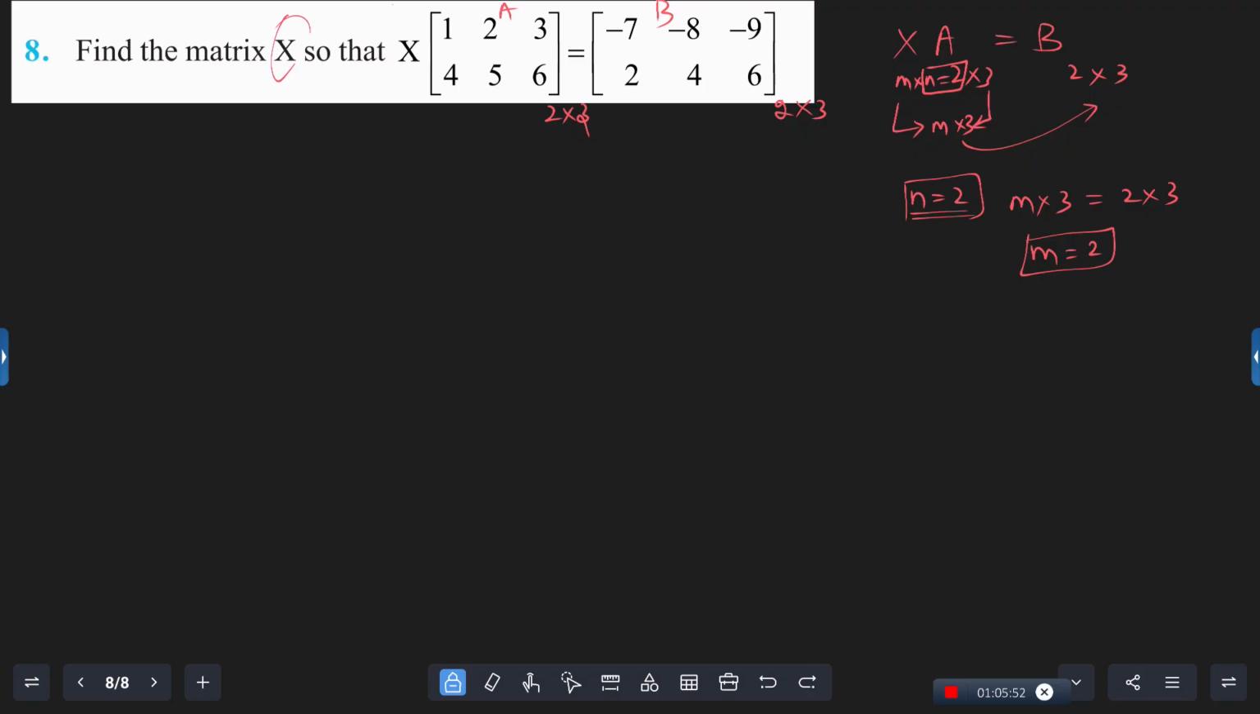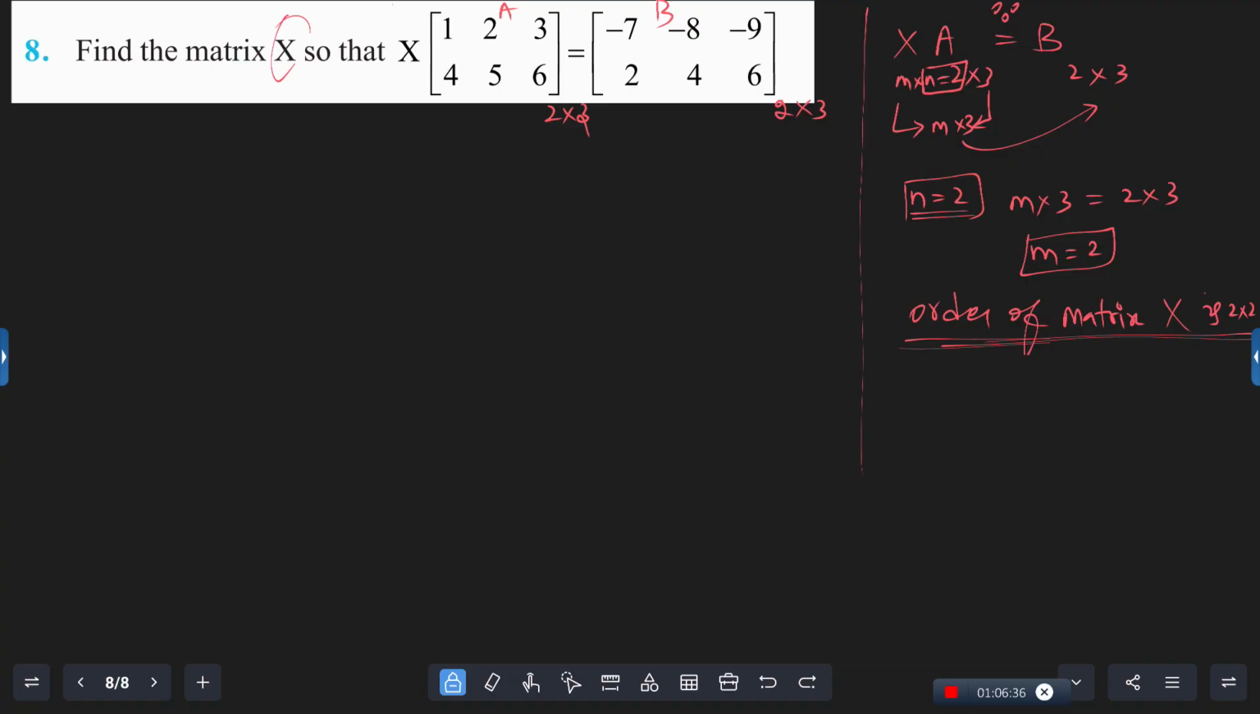Many people have thought, sir, here 2 by 3, here 2 by 3, so X also 2 by 3. Like that they may think, but not. So what am I getting as the order for X? Finally, the order of matrix X is 2 by 2. This is a very, very important line. These things you do in a side place, not as a rough column.